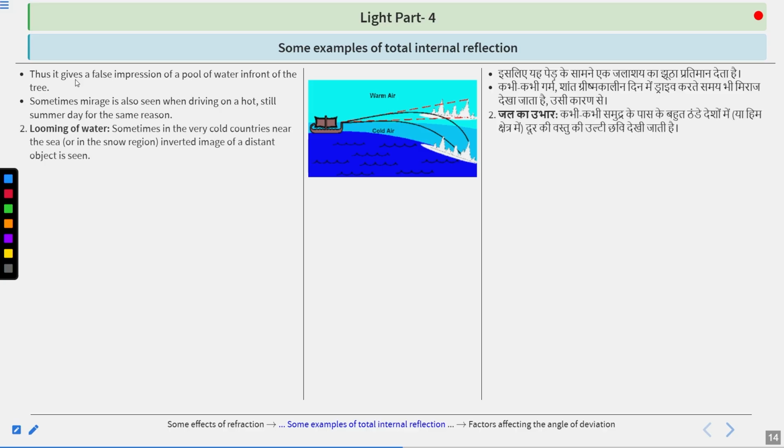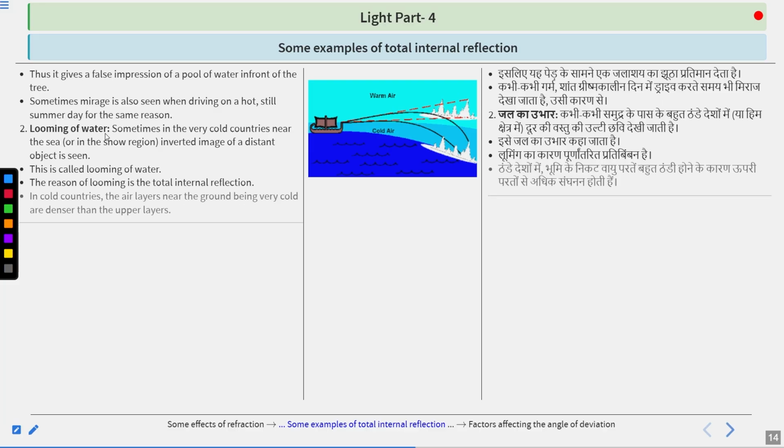Now, the second effect is looming of water. Sometimes in very cold countries near the sea, or in a sea region, an inverted image of a distant object is seen. This is called looming of water. The reason for looming is total internal reflection. In cold countries, the air layers near the ground, being very cold, are denser than the upper layers.